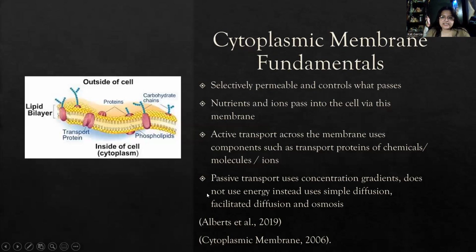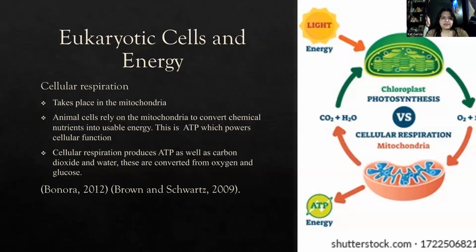So next, continuing on, more of the function: it is selectively permeable, so it controls what passes into and out of the cell. Nutrients and ions pass into the cell via this membrane. Active transport would be these proteins. It's the cell using energy for transport in or out of the cell. This would be things like molecules and ions. And then there's passive transport, which could be diffusion, facilitated diffusion, or simple diffusion, and then osmosis. So that would be without energy being used from the cell as things pass through. So that is the cytoplasmic membrane.